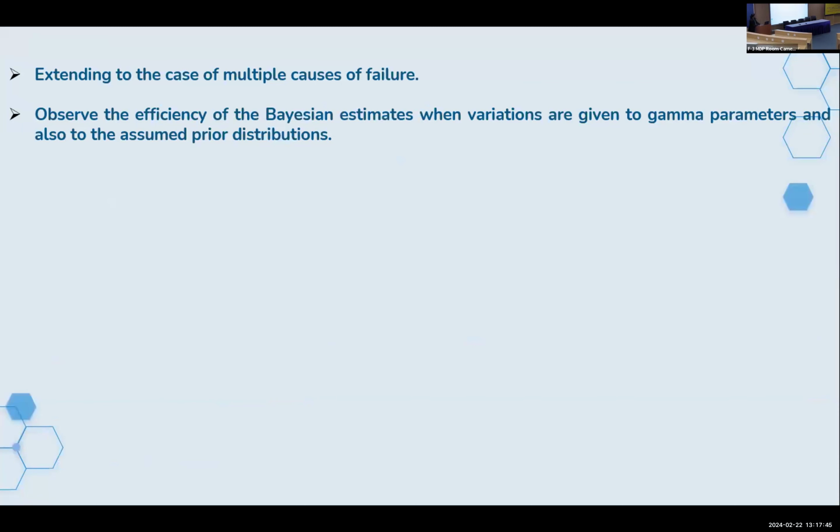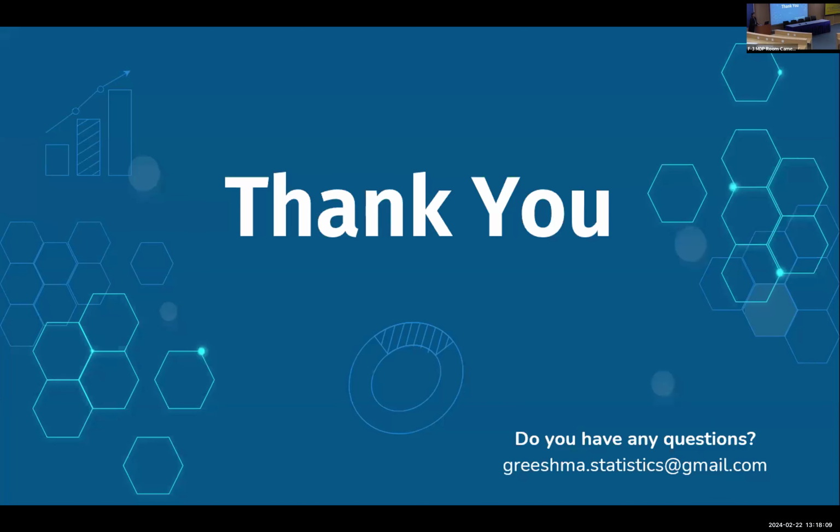Some future trajectories that can be considered here is we can extend this study to include multiple causes of failure rather than just two causes of failure. Also, it would be quite interesting to observe the efficiency of the Bayesian estimates when we use different gamma parameters in the prior distribution, or we assume some other prior distributions. Thank you so much.